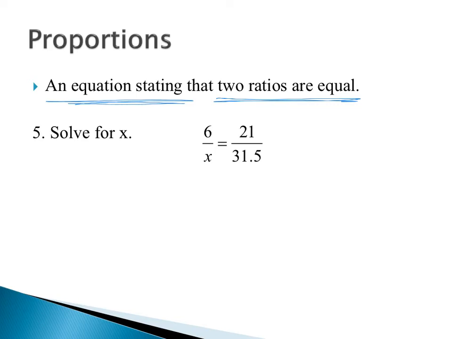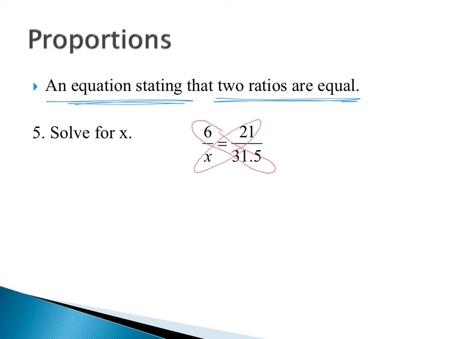Now for number 5, we need to solve this proportion. Notice I have 2 fractions and they're equal to each other. So this side is a ratio, this side is a ratio, and they have an equal sign in the middle. That makes this a proportion. And we can solve proportions, and we use a method called cross multiplication. So we're going to cross multiply to solve this.